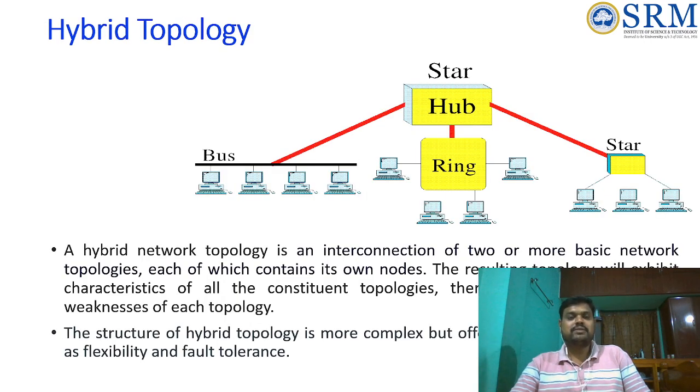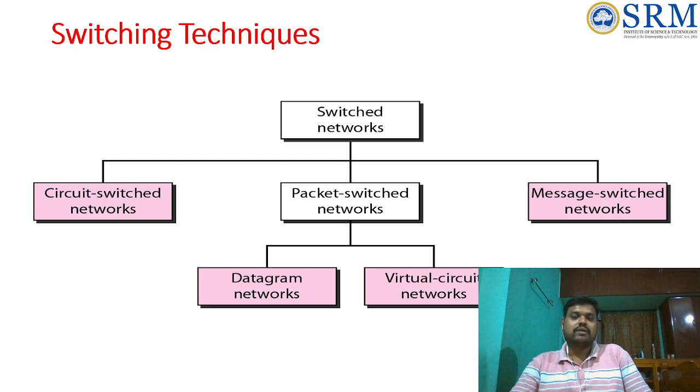Then the next one is the hybrid topology. If you combine any of the topologies, then it will form a hybrid topology. For example, if you combine bus topology and ring topology or star topology, whatever it is, it will create a hybrid topology. Hybrid topology is basically a complex one, but it offers various advantages such as flexibility and fault tolerance capability, but it is complex to create. So it is not at all used in the real-time market.